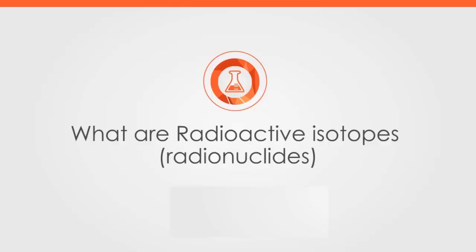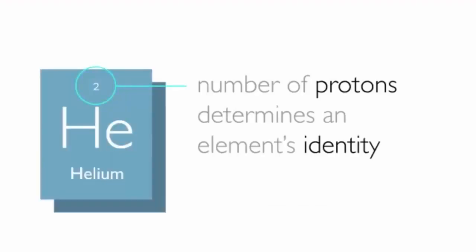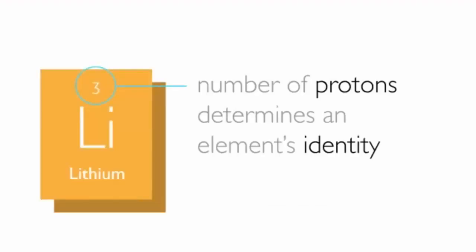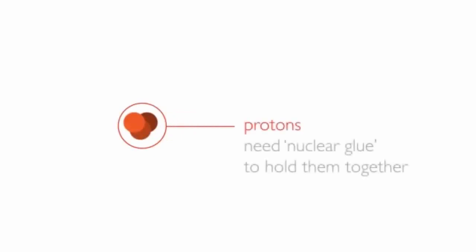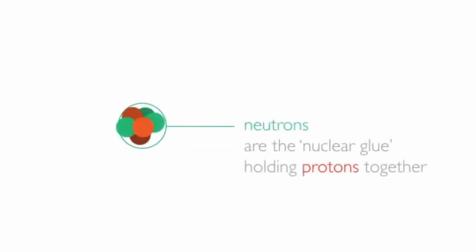The identity and chemical properties of any atom are determined by the number of protons in its nucleus. As atoms get bigger and heavier, the nuclei get bigger and heavier, and the protons need a sort of nuclear glue to help hold them together. Neutrons provide this glue and prevent the positive charges of protons from repelling each other, thanks to something called the strong nuclear force.